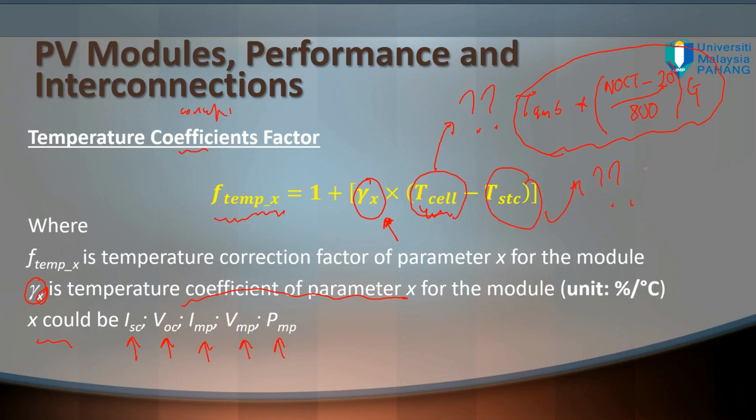TSTC. 25 degree C. T cell is obtained from T ambient plus NOCT minus 20 over 800 multiplied with G. TSTC is fixed. It is fixed at 25 degree C. Only one value. TSTC only one value. Remember.